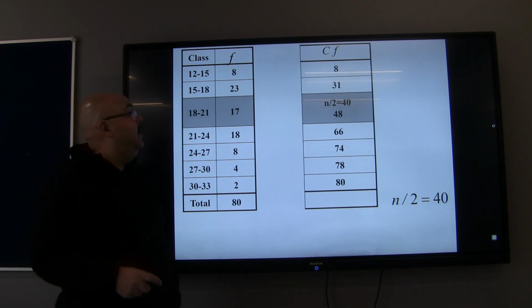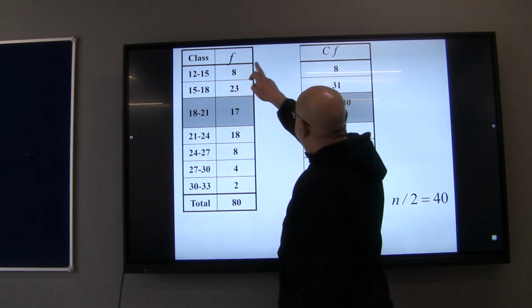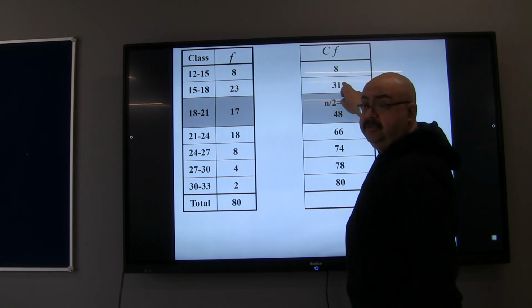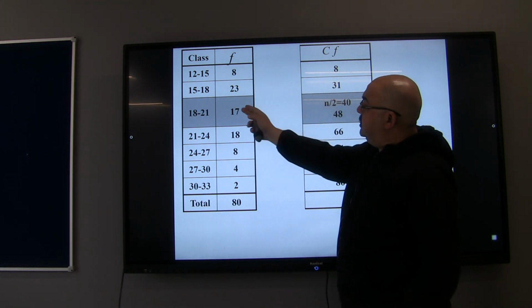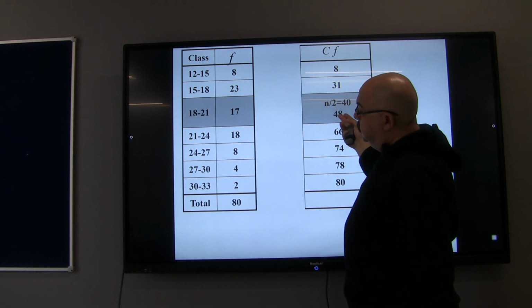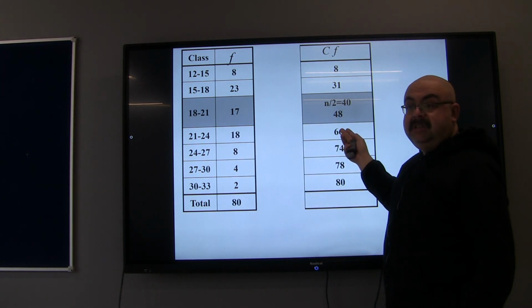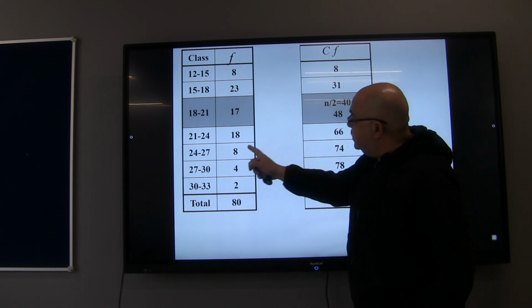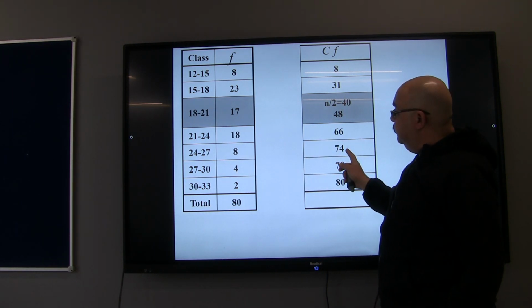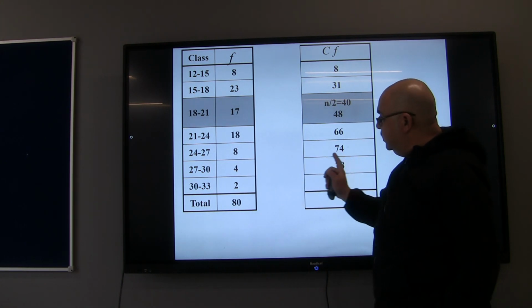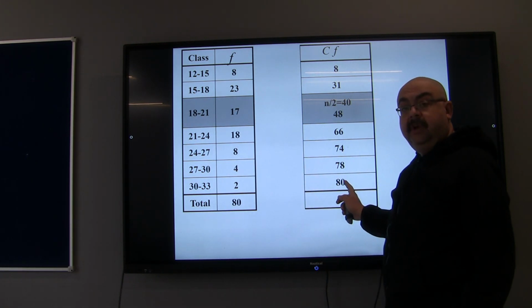Simply I will do the following. I will move 8, then 8 plus 23 which comes to 31. 31 plus 17 comes to 48. 48 plus 18 comes to 66 and so on. 66 plus 8 is going to be 74. 74 plus 4 is going to be 78. 78 plus 2 comes to 80.